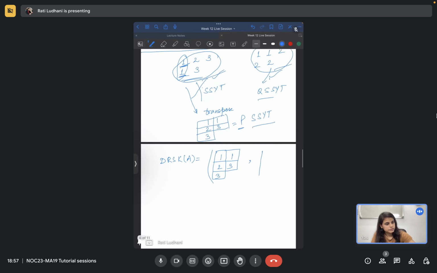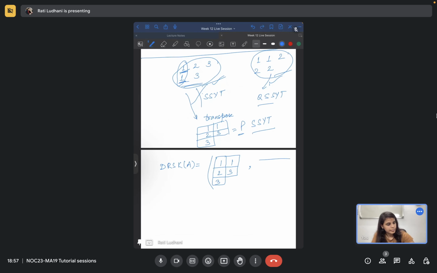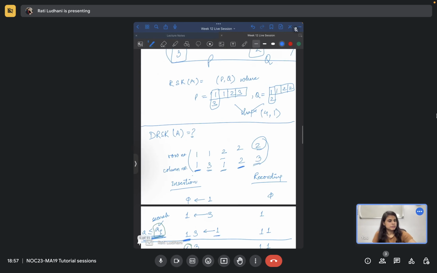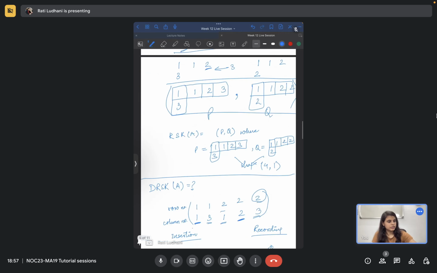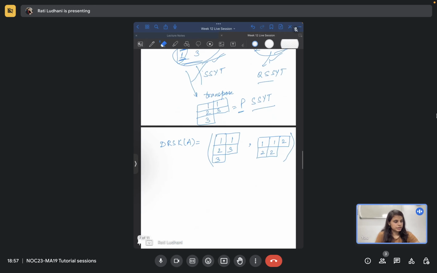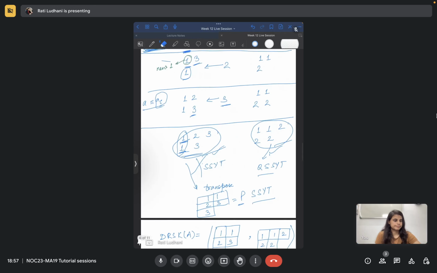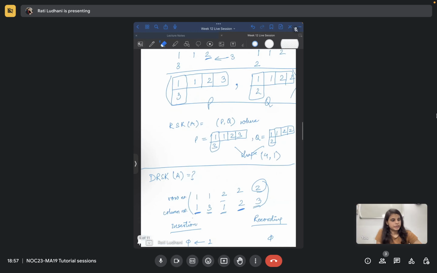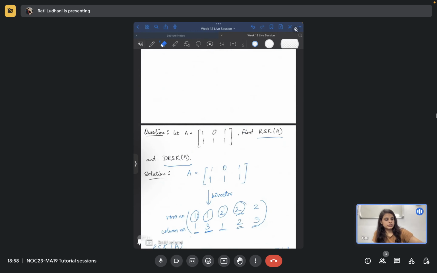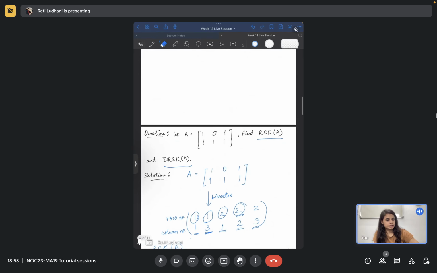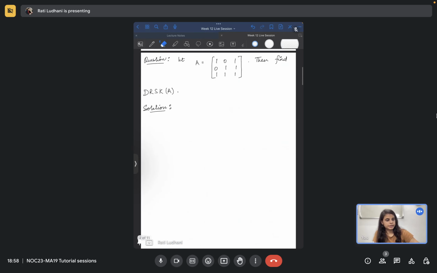And this is 1 1 2 2 2. Yeah, so this is DRSK, and this you got exactly this RSK. Is that clear? As you can see, these are different, these are not the same. Yes, ma'am. Okay, then let's try with bigger matrices, so we'll get a better idea.